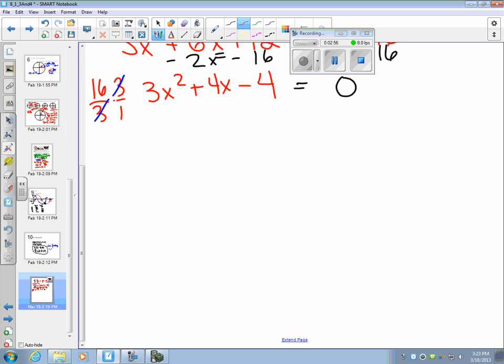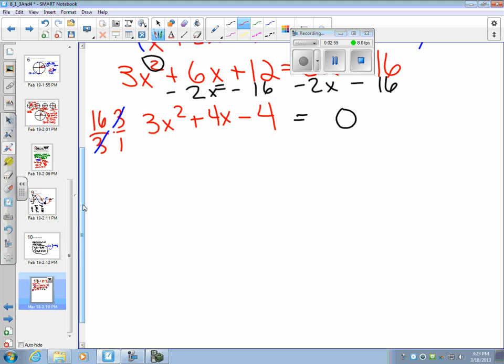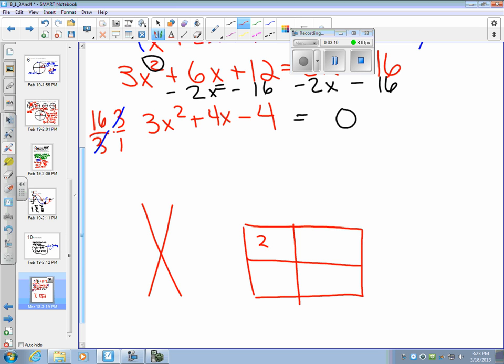Now, does anybody remember what I have to do with 3x squared plus 4x minus 4 equals 0? Factor. Very good. We like to factor using the Xbox method, but if you want to factor a different way, then go right ahead. Using the Xbox method, I know that the numbers have to multiply out to be negative 12x squared, and they have to add up to be 4x. So I just think about combinations. Which ones would multiply out to be negative 12x squared but add up to be 4x? Okay, 6x and negative 2x.